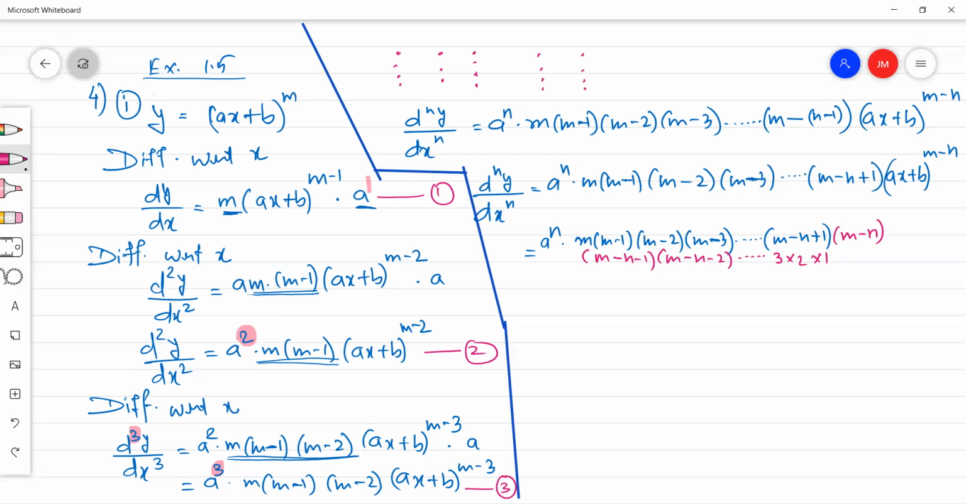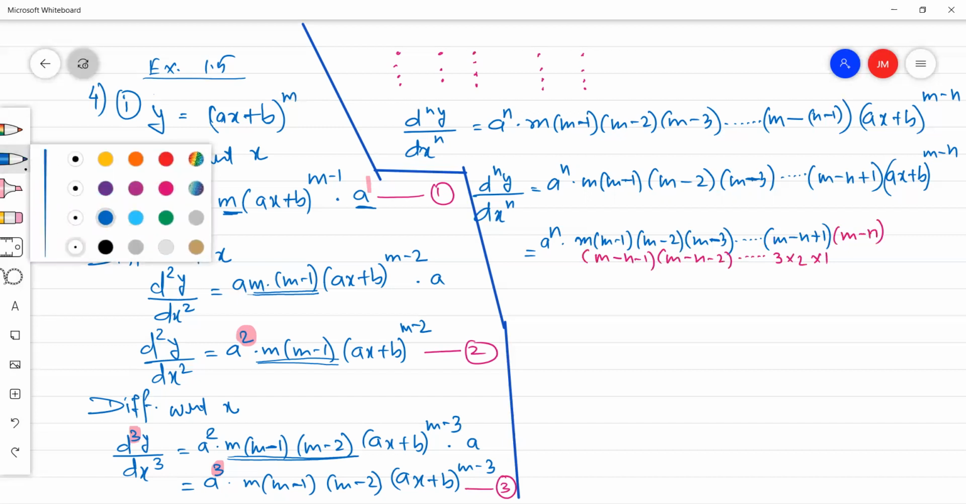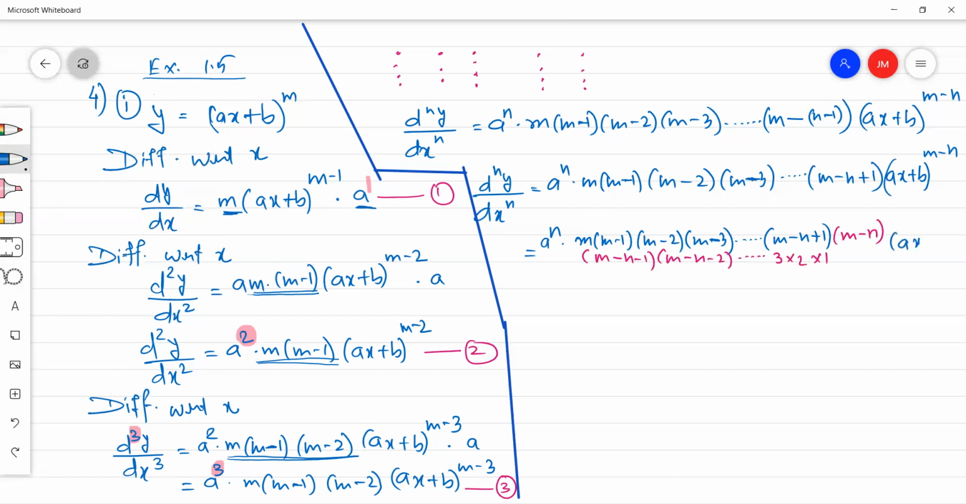And with this what I have? I have ax plus b raised to m minus n, that I have. And whole divided by, I divide the whole thing by what? Yes, whatever I multiplied, I will also divide by that. You see this?